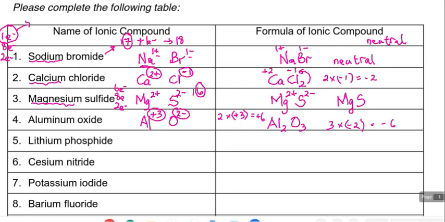So that gives you a little bit more detail on how you can write the formulas for simple ionic compounds. Ionic compounds that only have two components, right? 2 different elements that are coming together to form that compound. And we'll take a look at some more complex examples in subsequent videos.